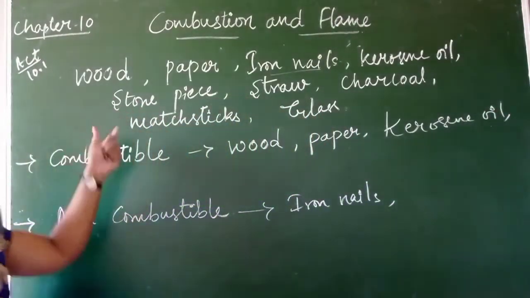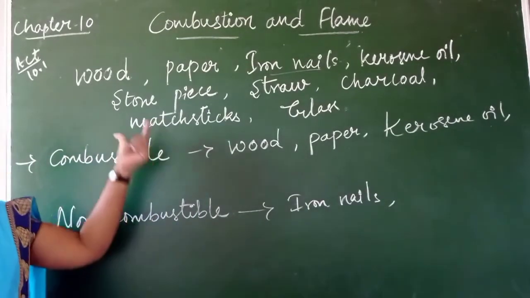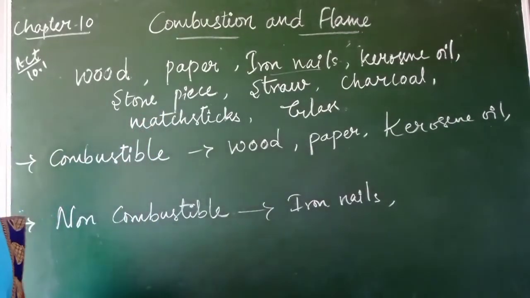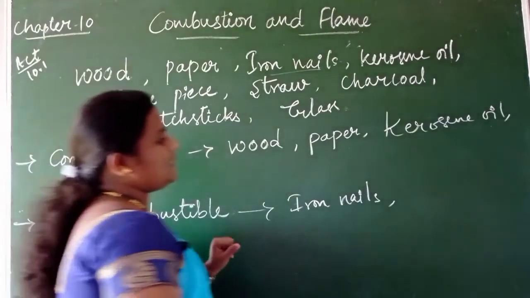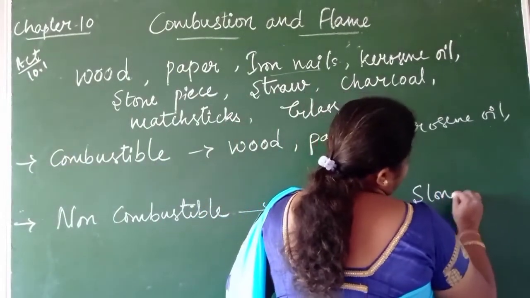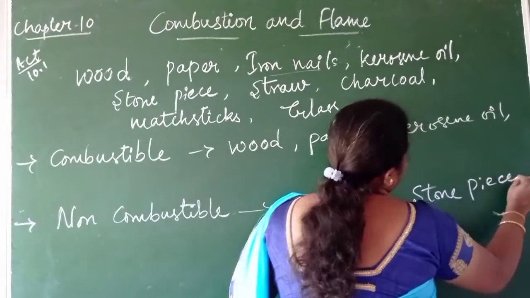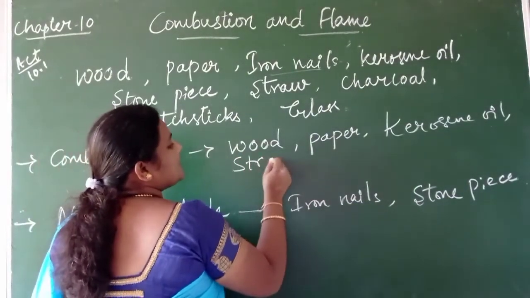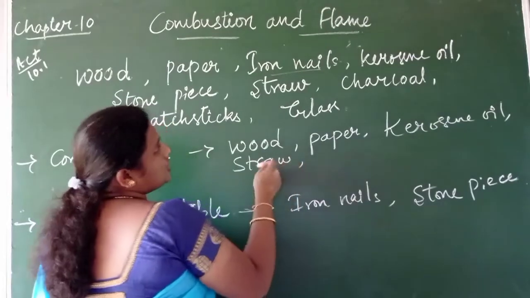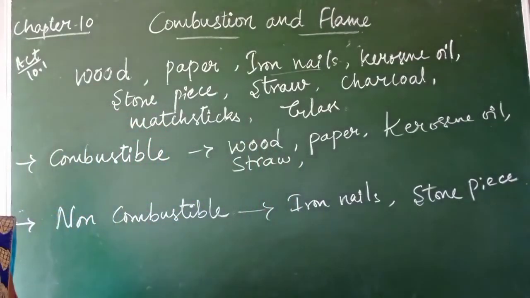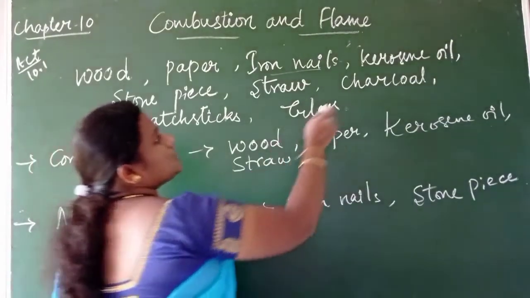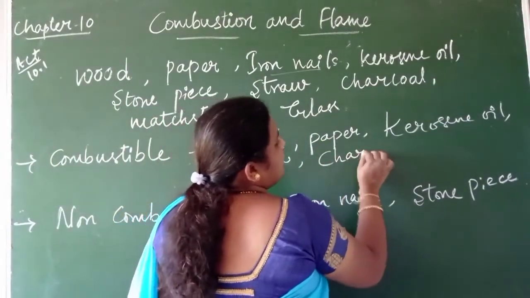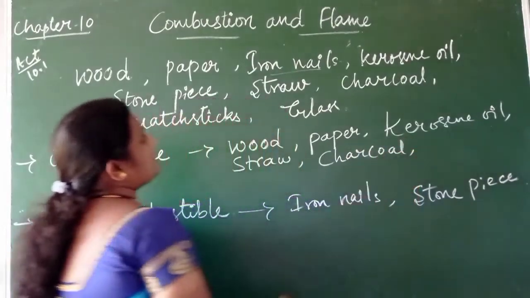The next, stone piece. Have you seen anywhere, children, a stone burning? No, so it is what? Non-combustible. The next, straw, isn't it? It starts burning easily. It burns in the presence of air, so it can be called combustible, isn't it? The next, charcoal. It also burns in air. So it is what? Combustible.